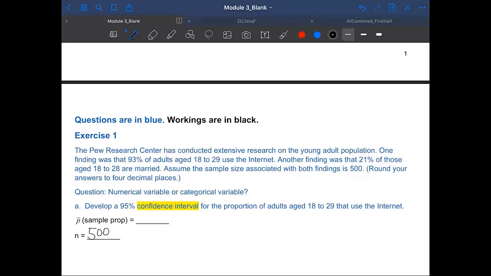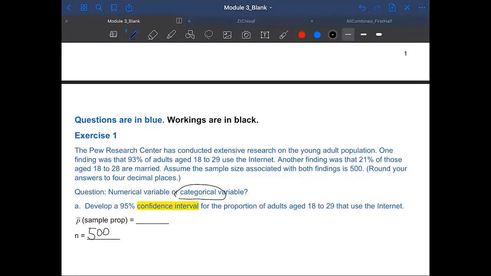Okay, but you haven't answered my question regarding the property of the data yet. So is this numerical data or is this categorical data? Oh yeah, I think it's categorical. Why do you think it's categorical? Because it's just like they use the internet or not, like yes or no, or like they're married or not. Yes. Okay, very good, very good.